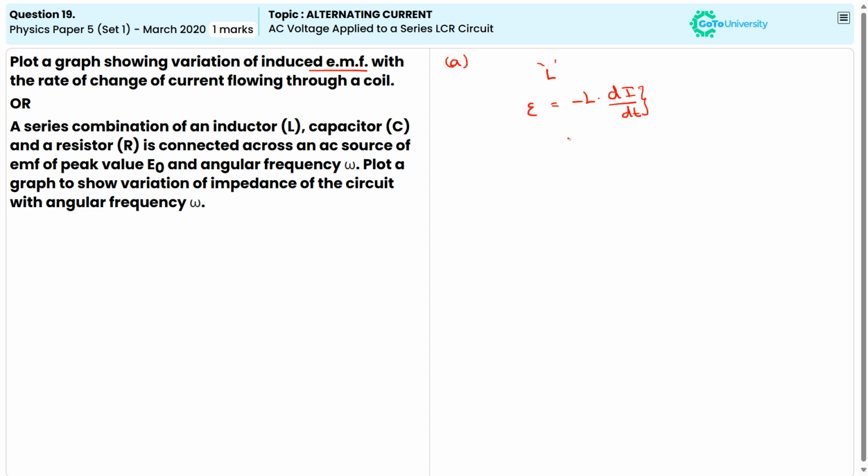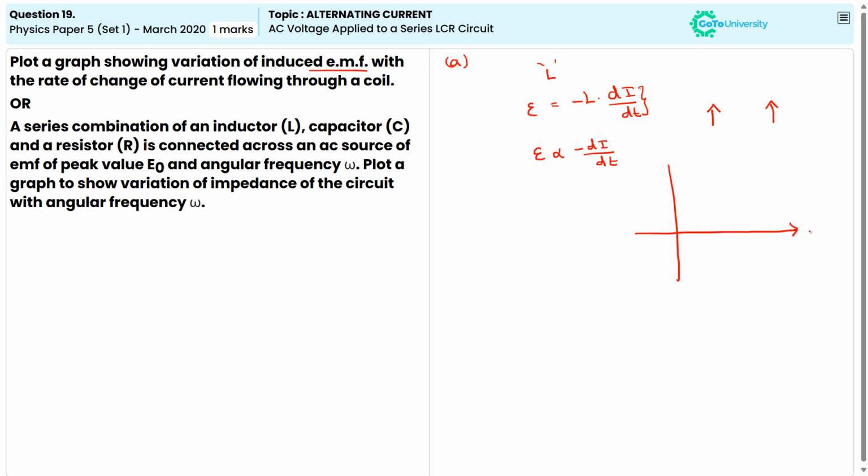So we know that for constant inductance L, we can say that epsilon is directly proportional to minus di by dt. So this relationship is linear, therefore as the rate of change of current di by dt increases, the induced EMF also increases. So we'll get the graph like this.